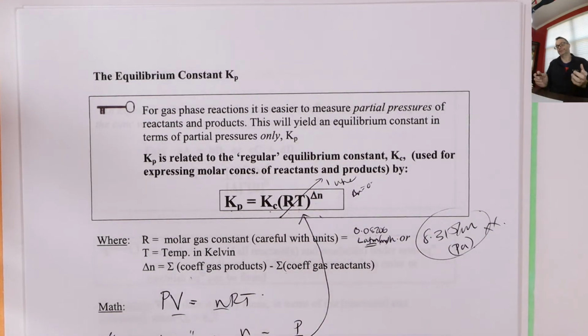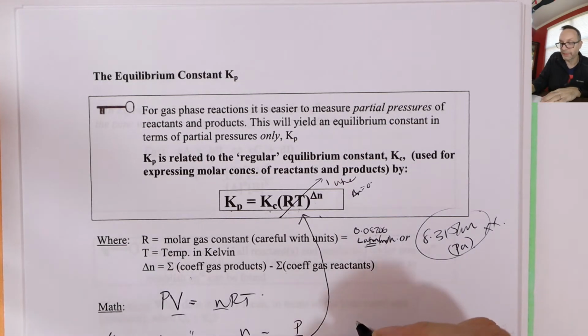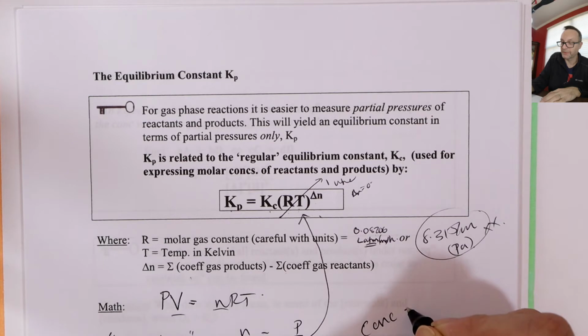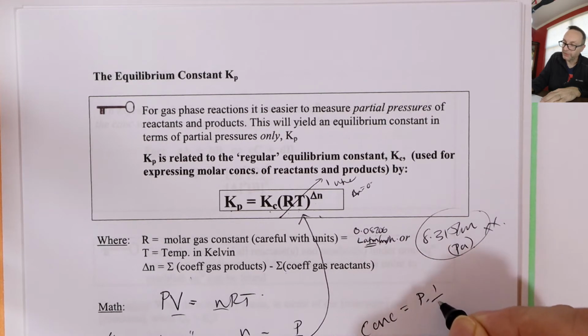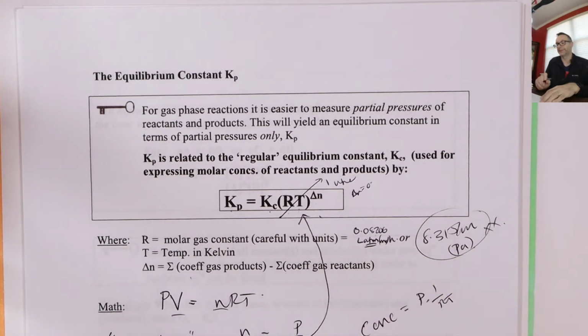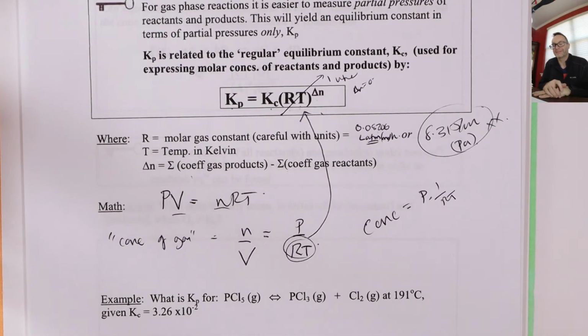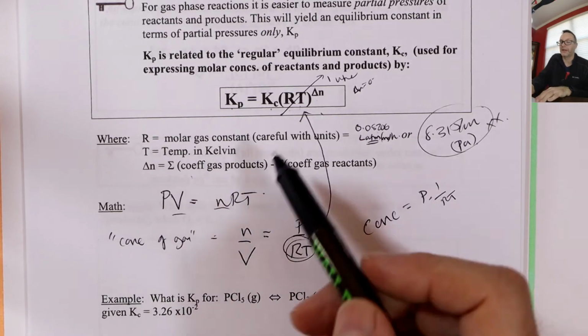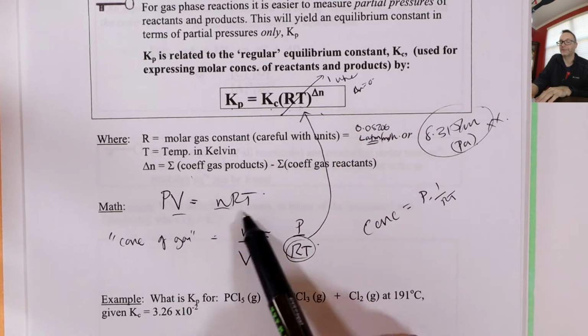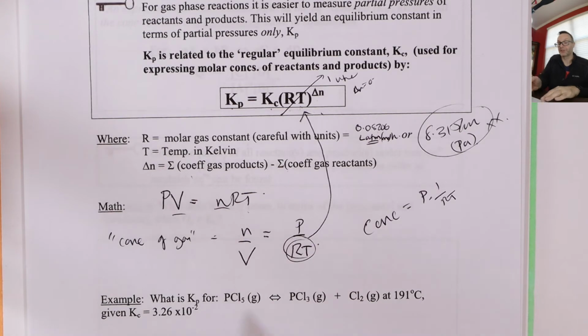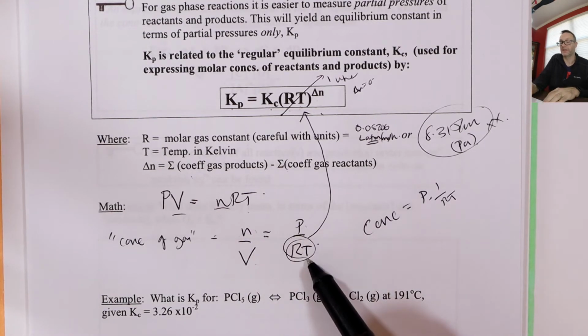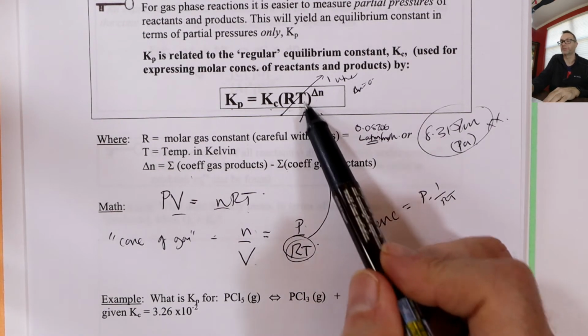Okay, so there's a relationship. RT just pops out from there. So concentration equals P times 1 over RT. All right. So that's where it comes from. So there we go. That's not necessary math. I just wanted to show you where the RT term came from because PV equals nRT, moles per liter is concentration, N over V, which is P over RT. So that's where the RT term comes from here.